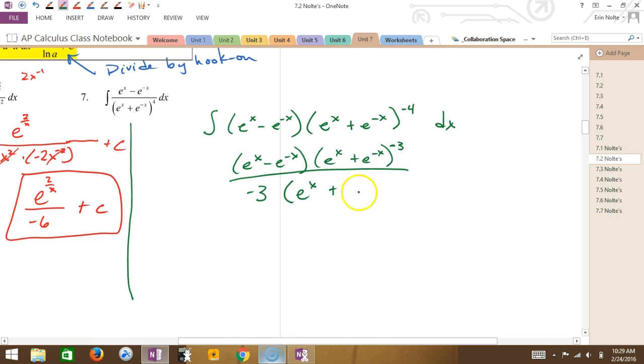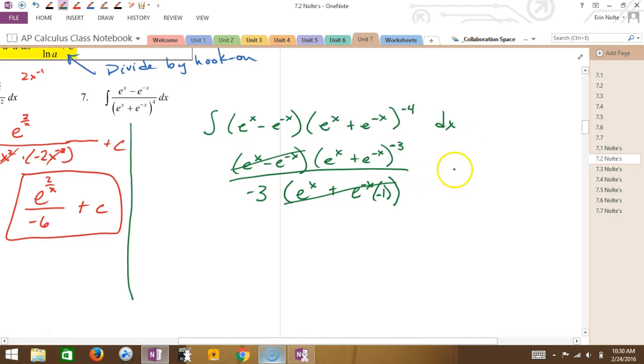So e to the negative x is e to the negative x. What's the derivative of negative x? Negative 1. So see what happens here? On the bottom, I have plus, whoops, I didn't draw the negative. It turns into a minus. So see now how the quantities can cancel? Because of the minus?